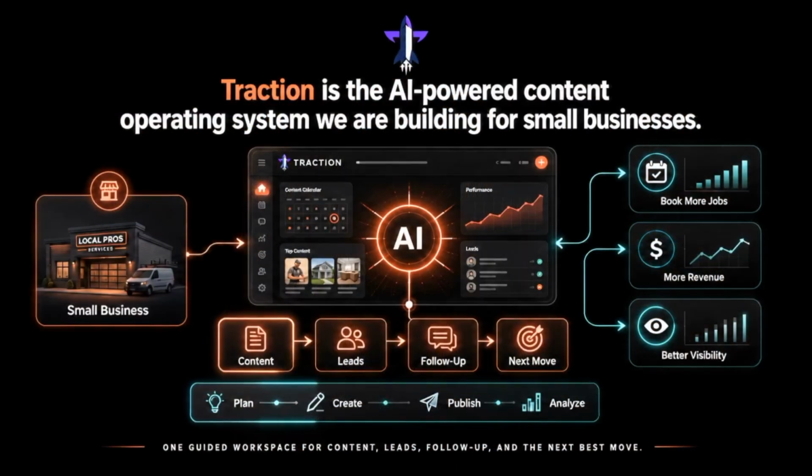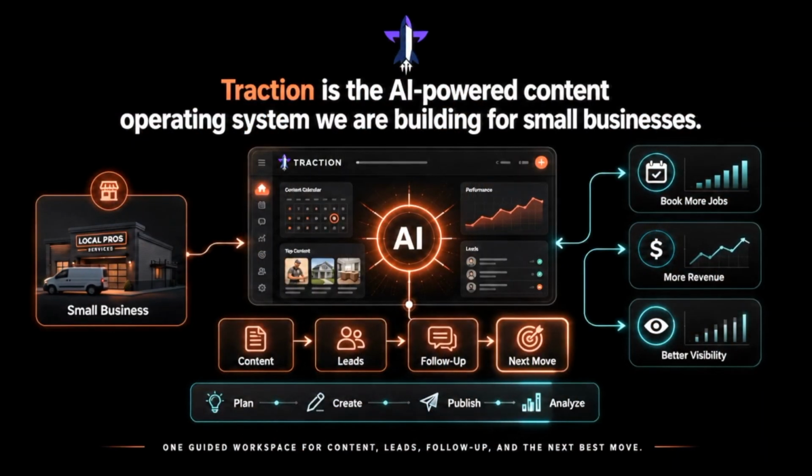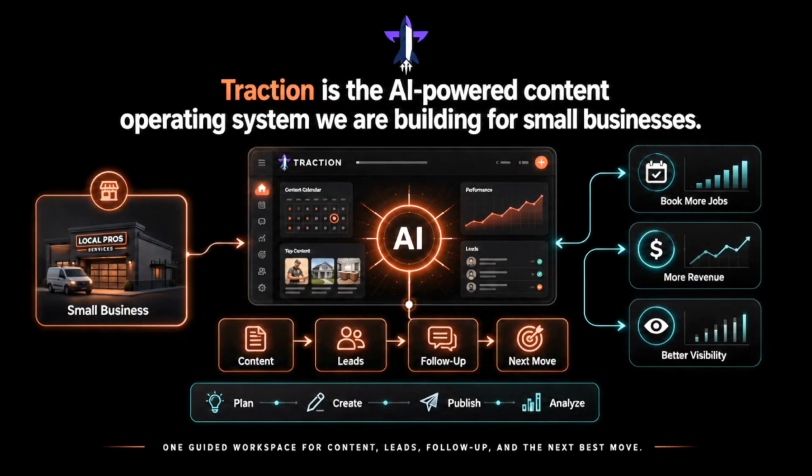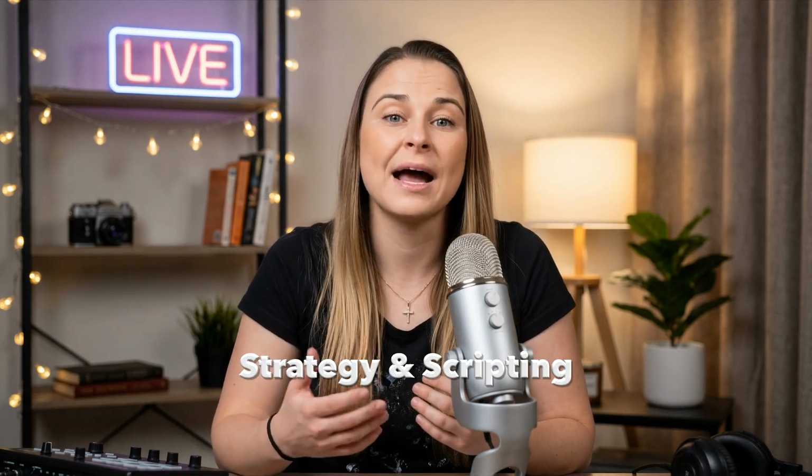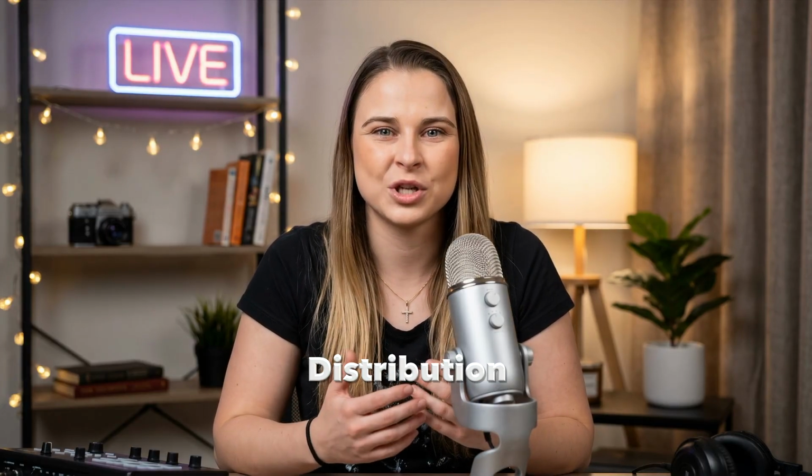That is where Traction comes in. Traction is the AI-powered content operating system we are building for small businesses. It remembers the business, carries that context through the entire production process, and turns one real piece of expertise into a coordinated campaign. Instead of asking the owner to manage a pile of disconnected AI tools, Traction directs the workflow from strategy and scripting through production, repurposing, and distribution.